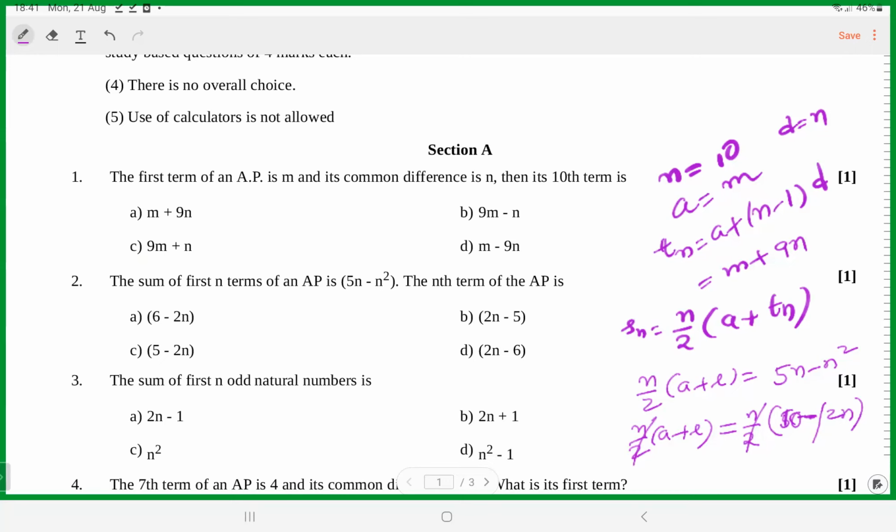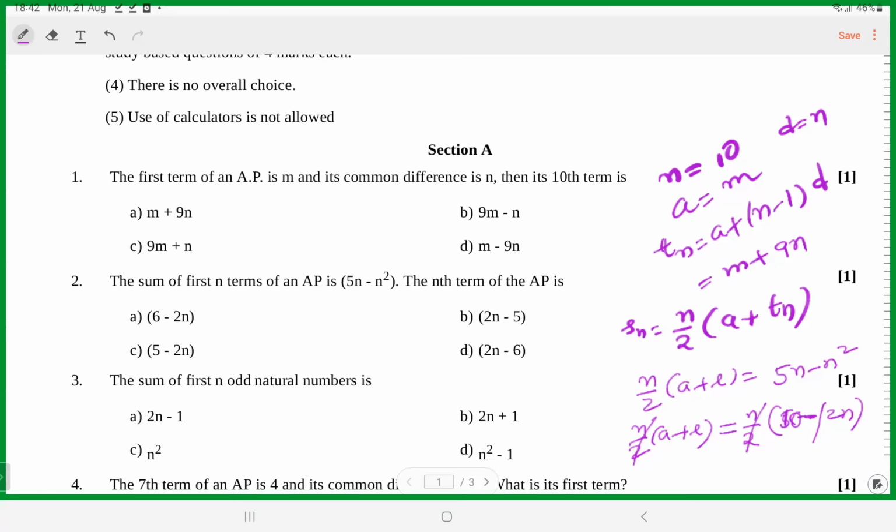But we don't know the a value, right? So what is the other way to do it? So the nth term is nothing but Sn minus Sn minus 1, right? Sum of the n terms minus sum of the n minus 1 terms will give the last term, right? That way also you can find it out, no? Okay. So here Sn is given as 5n minus n square. So Sn minus 1 will be, you need to replace n with n minus 1, that's it.